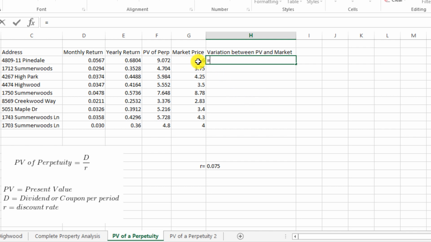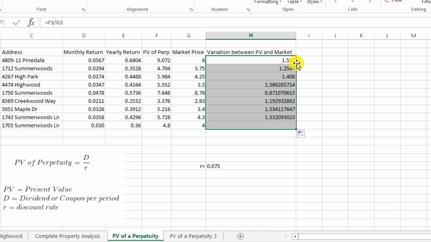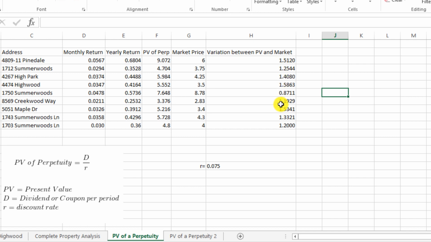So now we're going to find the variation between each of these. To do that, we're going to take the present value of the perpetuity and divide that by the market price. Once again, click that. Okay, and now you can see here are our variations. Now, what we're looking for is the greatest positive variation for each of these properties.